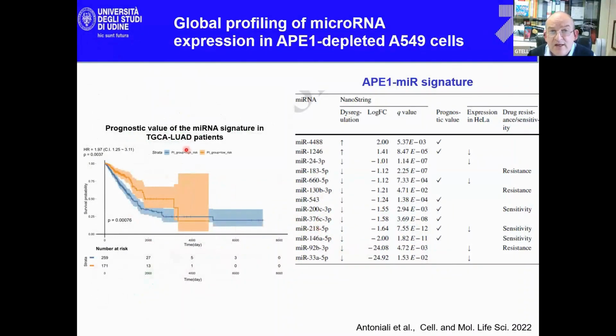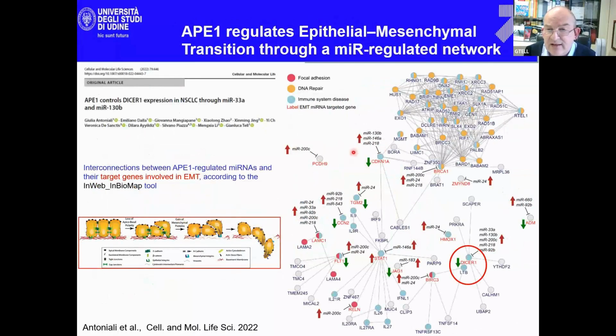This signature has a good prognostic value in lung carcinoma patients, as demonstrated by TCGA analysis. And we also identified the gene targets representing this signature of microRNAs, which point to Dicer as one of the hub genes regulated by microRNAs affected by APE1 expression, and a number of other genes involved in epithelial-mesenchymal transition.